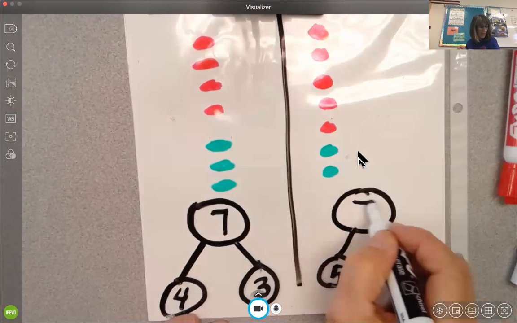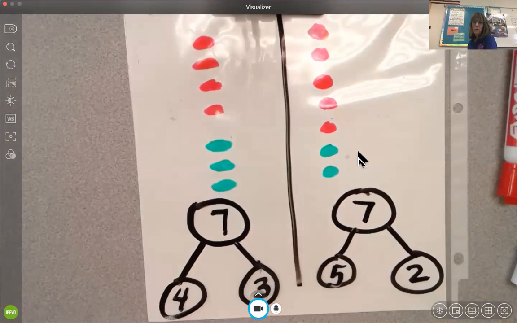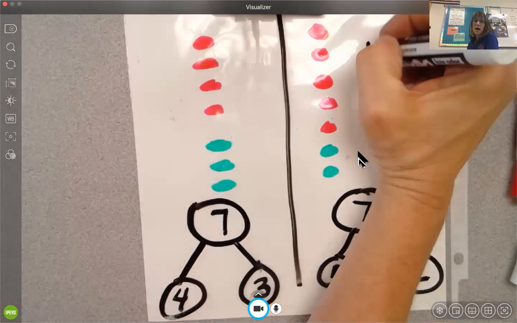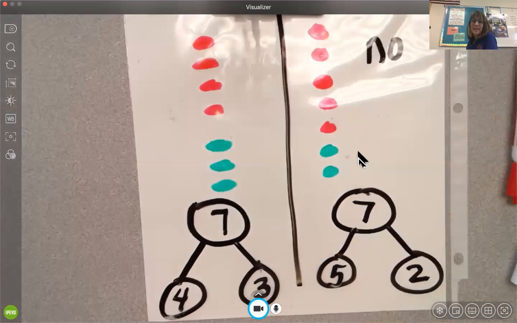So, was Dave right? Does he have more cars than Tom? No, Dave was not right. So we're going to write the answer no, because he was not right. He has the same amount of cars as Tom, just a different amount of green ones and a different amount of red ones, right? Nicely done, boys and girls. Okay, that was our application problem.